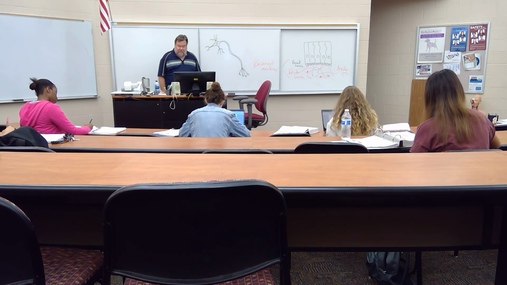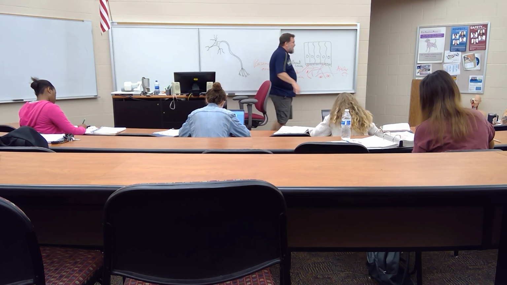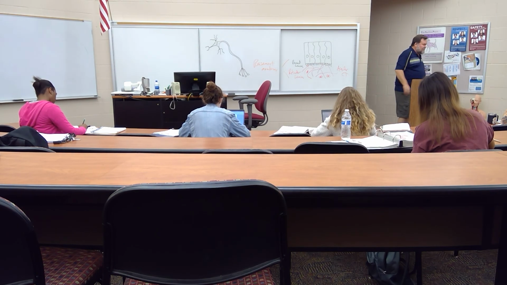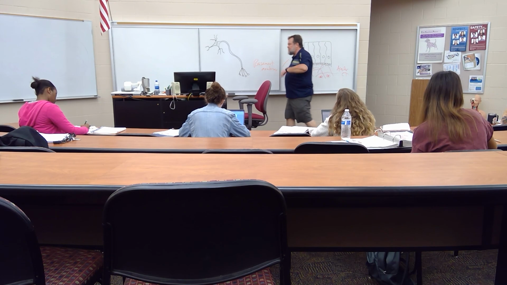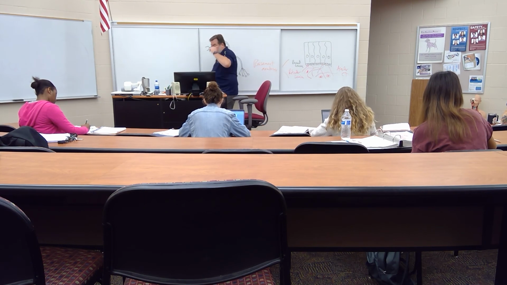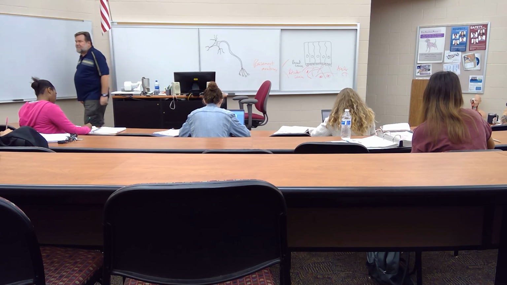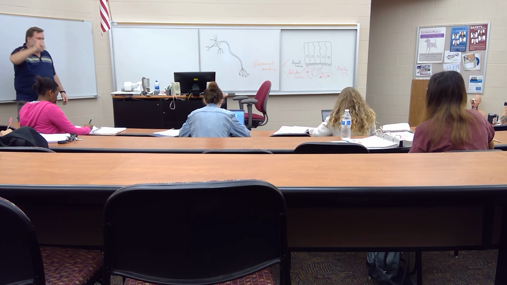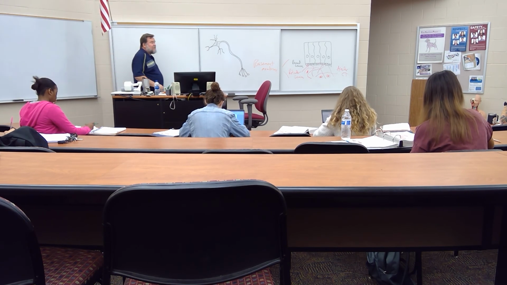Types of muscle tissue: skeletal. Take a wild guess and tell me what skeletal muscle is attached to. The skeleton, almost all the time. It contracts and makes you move. It is voluntary. What does that mean? Yeah, you think about it and do it. It's also striated. Striated means it has stripes.